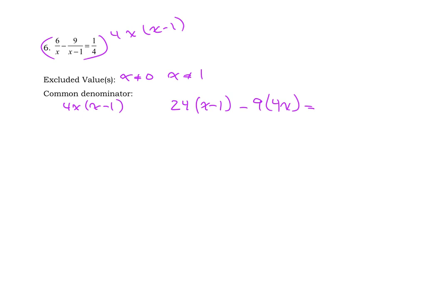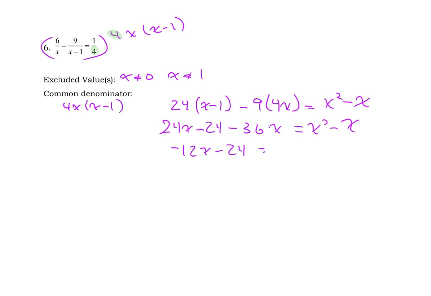And then on the last, the only thing that's gone is the 4. And it's times 1, so that doesn't do anything. So that's going to be x squared minus x. Went ahead and multiplied those together. So 24x minus 24 minus 36x equals x squared minus x. Over here, this is negative 12x minus 24 equals x squared minus x.